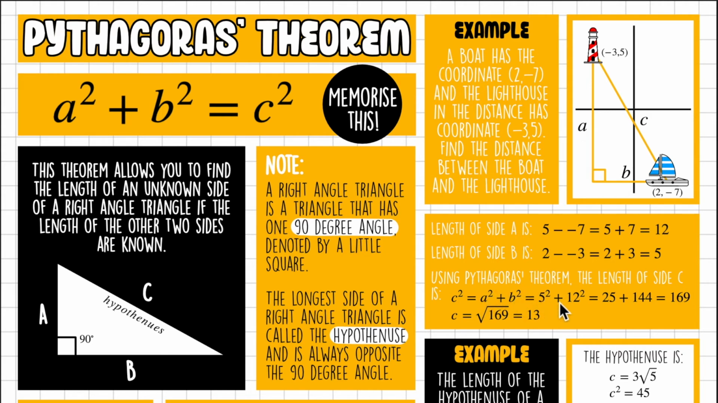So we get 5 squared plus 12 squared, which then reduces to 169. The square root of 169 is 13. Remember, we take the positive solution because it doesn't make sense to have a negative length. And notice here we don't actually have any units because the question hasn't given us units. So that is just fine.